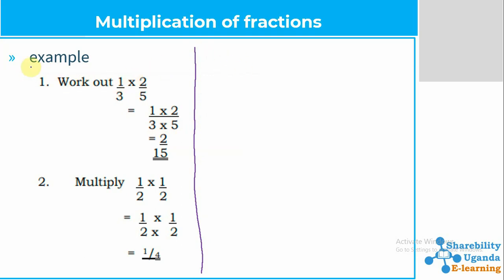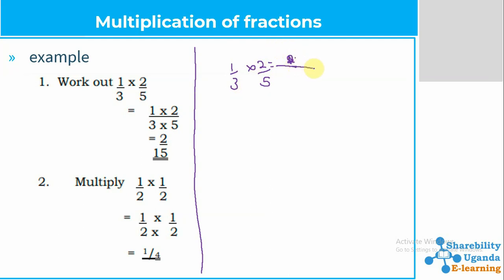Like you can see here in our example, they are just saying work out something. You see, they are saying work out 1 out of 3 times 2 out of 5. Here we do not look out for any LCM. So we just multiply the numerator by the numerator and the denominator by the denominator.